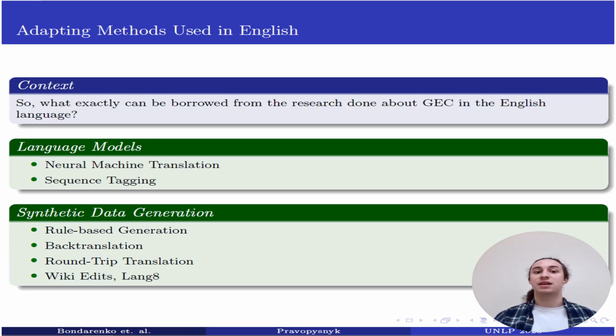The most logical starting point was to appropriate the methods that are used for grammar correction in the English language. First, these are the two most widely used types of language models. One of them is called sequence tagging. Sequence tagging treats GEC as a tagging classification task, where each word in our case is assigned a label to either keep it as it is, delete it, or replace it. Another one is neural machine translation, where the model must learn to translate from the errorful language to grammatically sound sentences. Moreover, these are the types of synthetic grammar errors that are widely used. We will elaborate on each one further in the presentation.